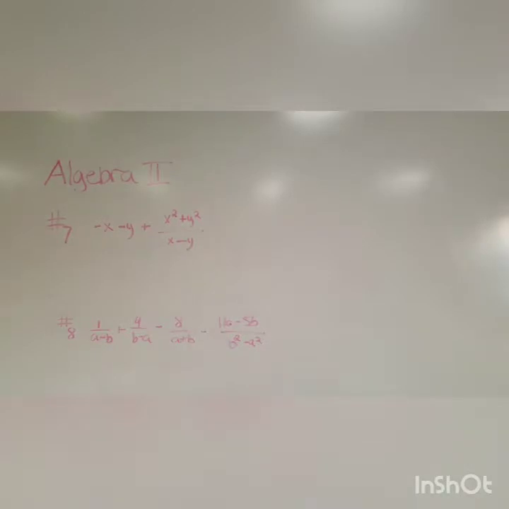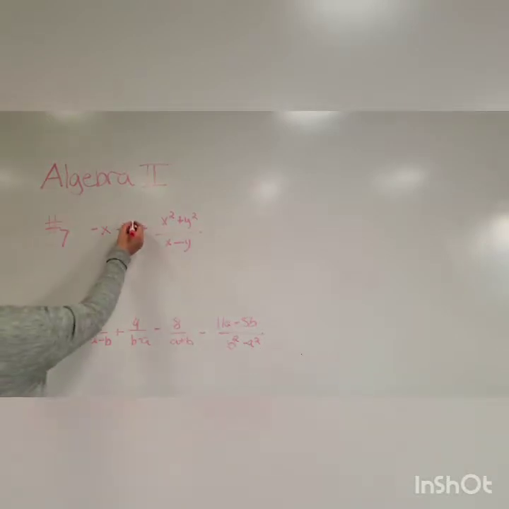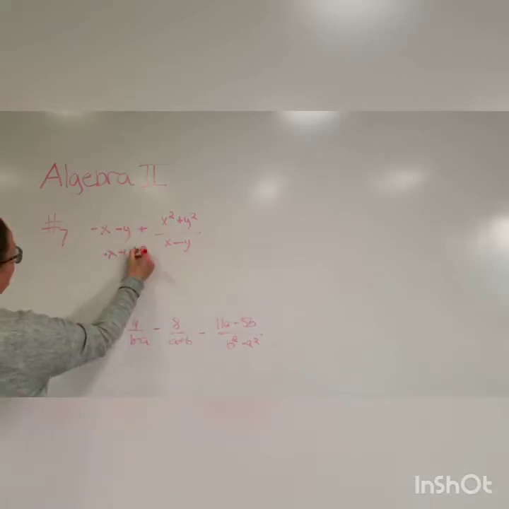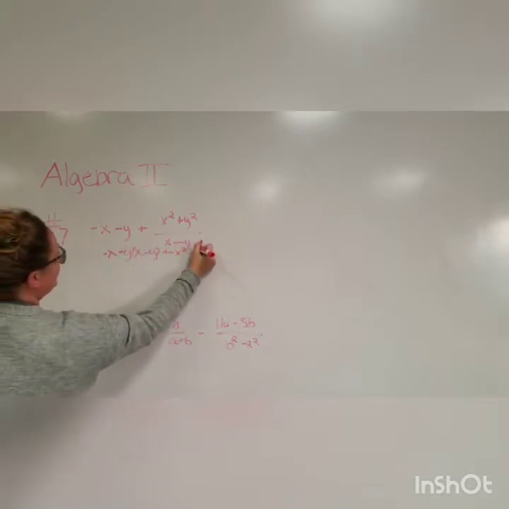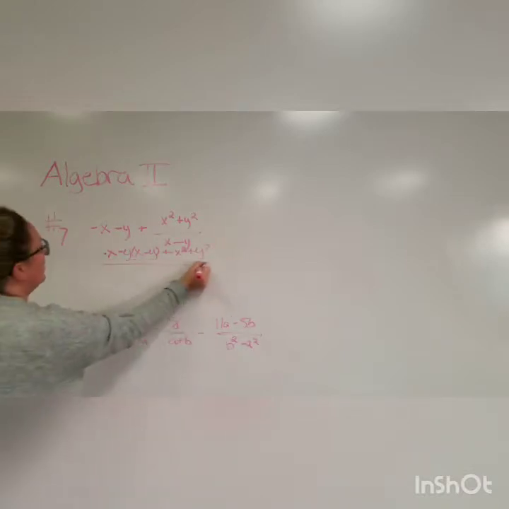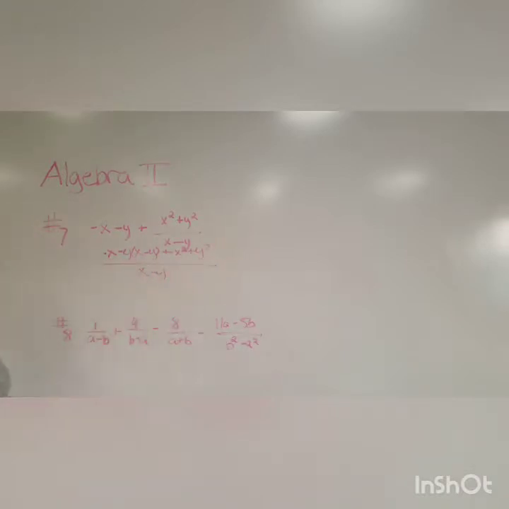Problem number 7 is negative x minus y plus x squared plus y squared over x minus y. So we have a whole number, which means it's not a fraction, it's over 1, plus a fraction. Now, when you do this, you only have one denominator. So x minus y is your common denominator. You just have to multiply this by x minus y. So to get the denominator, you have to multiply by x minus y, and then add x squared plus y squared. I just put it at the bottom. And now it's all over the denominator of x minus y.